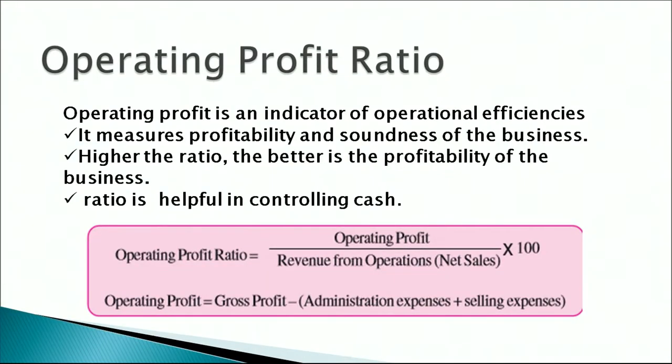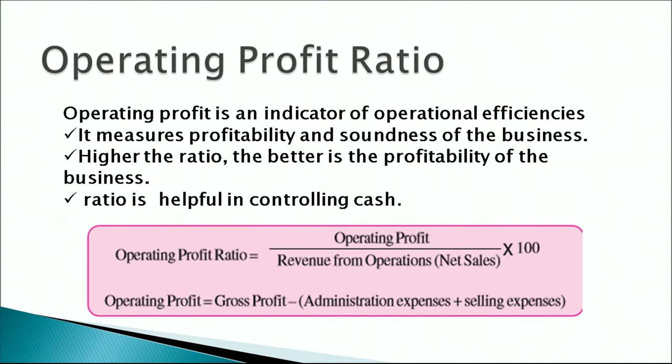Now, operating profit ratio, as the very name goes, is based on operating profits, which means your COGS, cost of goods sold, is deducted from revenue from operations, which is nothing but your sales, and sales minus your cost of goods sold becomes your gross profit. From gross profit, if you deduct your operating expenses, it becomes your operating profit. So, operating profit upon revenue from operations or net sales into 100 will give you your operating profit ratio.